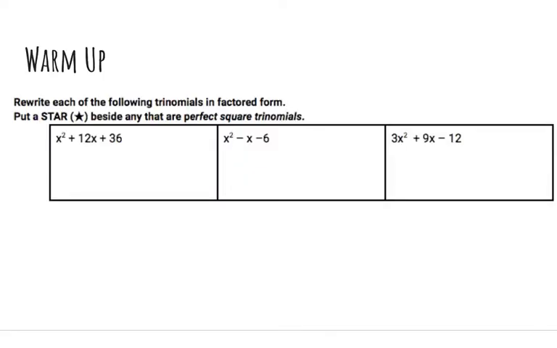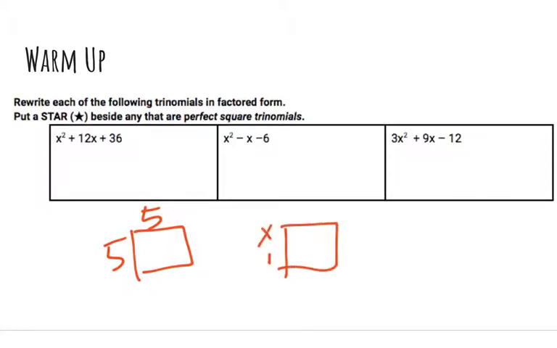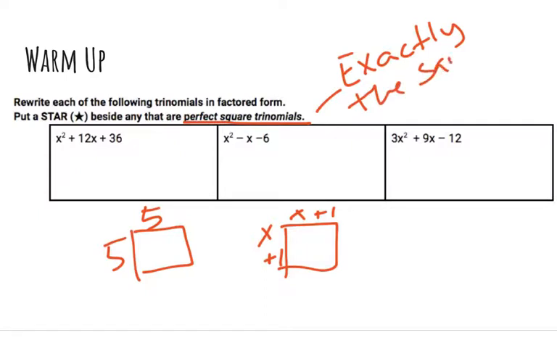Yesterday's work, we talked a little bit about trinomials that were perfect squares. So remember, perfect squares are any square, right? So if this is a 5, this has to be a 5. If this side is an x plus 1, then this side has to also be an x plus 1, right? So they are perfect square trinomials if they are exactly the same in length and width. All right.